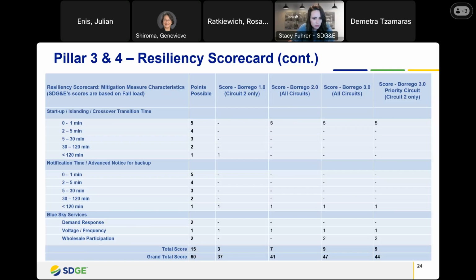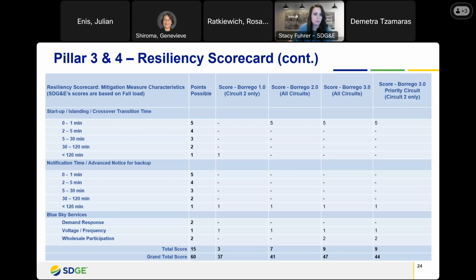As we finish off the blue sky services for Borrego 1.0, the only thing we really scored was being able to maintain voltage and frequency. Under Borrego 2.0, we introduced a microgrid controller, which allowed us to have seamless transition. So we were able to score ourselves as a 5 in startup, but we didn't add any services to blue sky mode. Now with Borrego 3.0, we once again score as a 5 for 0 to 1 transition time. The only thing I would say is that we can also transition in a planned outage remotely, which we never could do before.